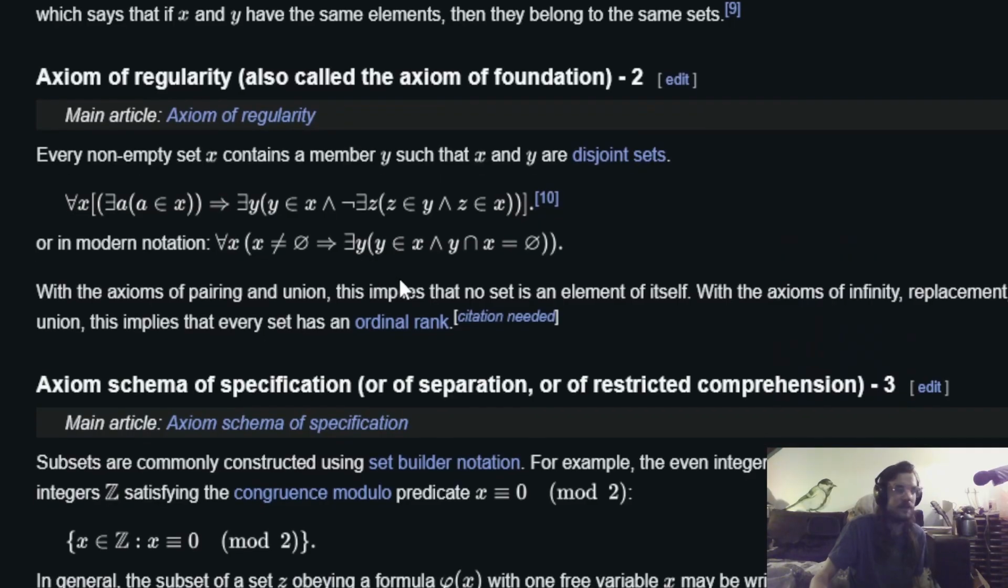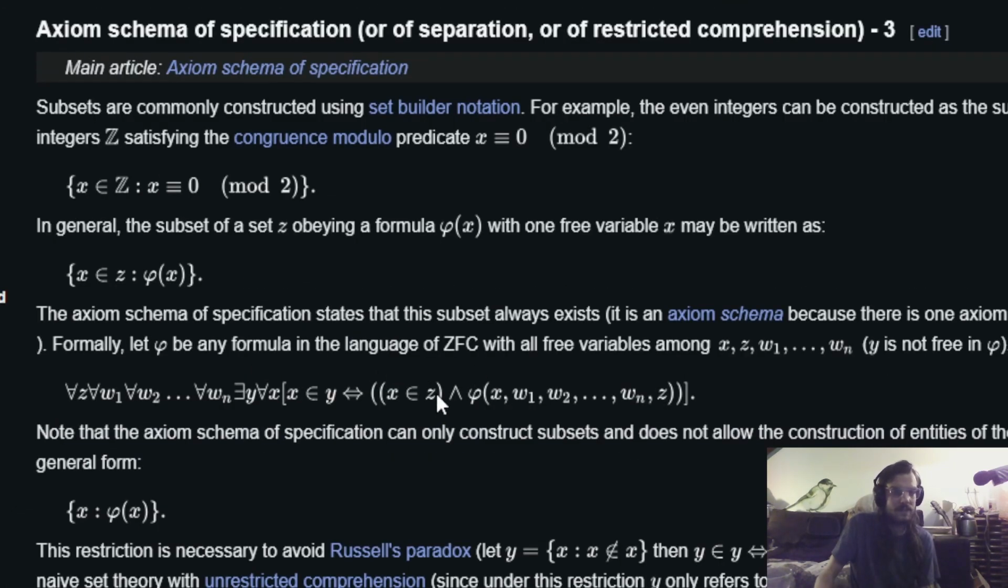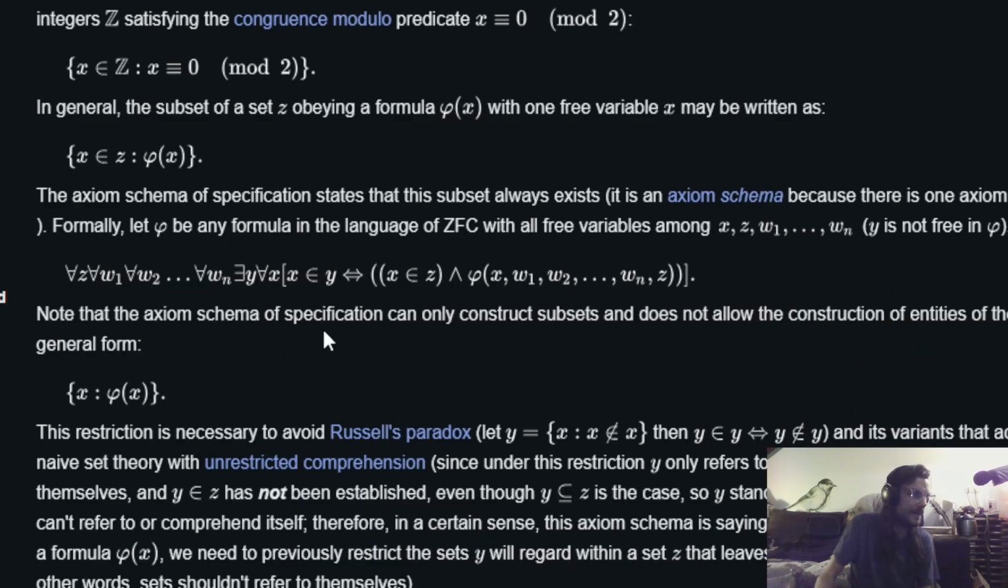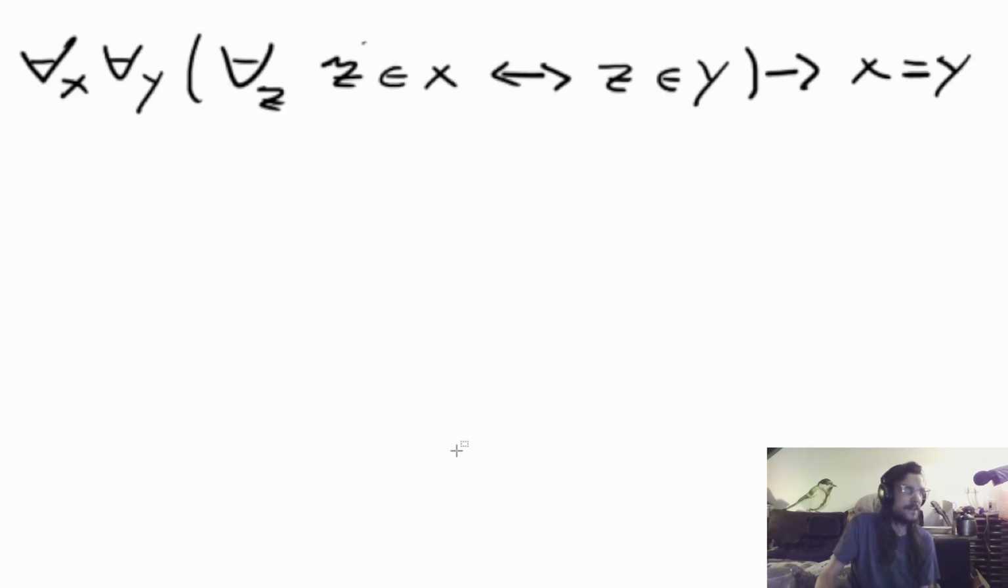The second one, I have to read up on this also because it's been a while. Yeah, the second axiom is a bit boring. I'm not going to explain it. The third axiom is very important to know, and I will write it down in modern notation.